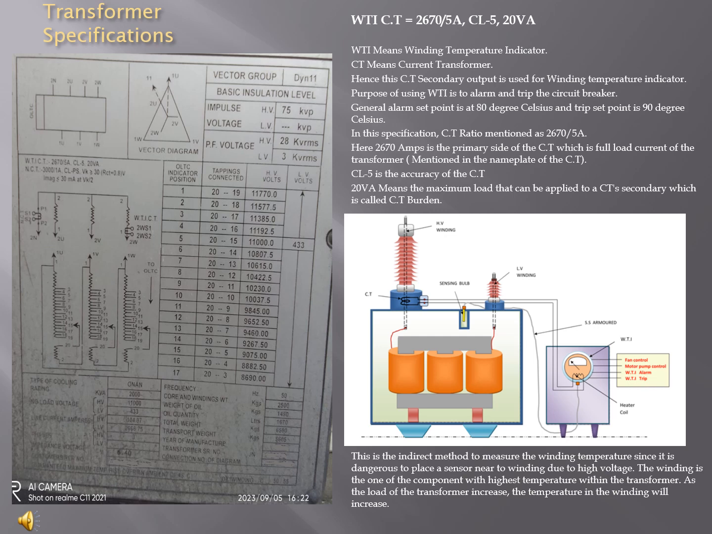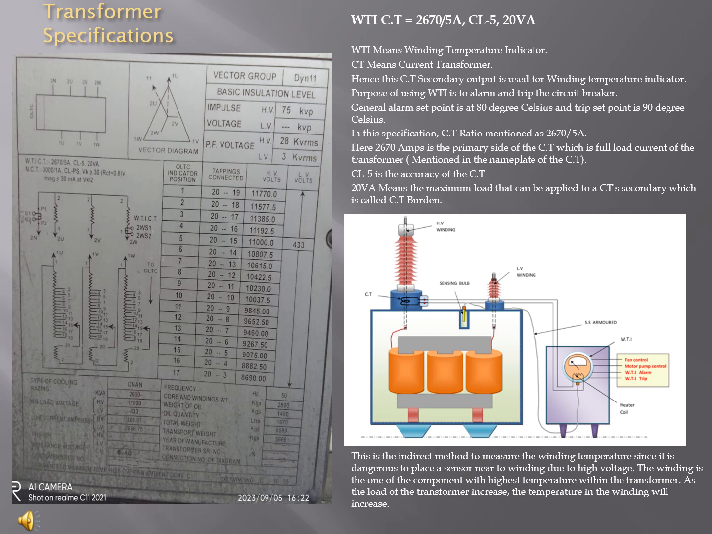The winding is the one and only component with the highest temperature within the transformer. As the load rises, the transformer temperature will increase. So, to measure the temperature, we will use the CT secondary current. Now we will discuss the set points. The general set point to give an alarm is at 80 degrees Celsius, and the general set point to give a trip command to the breaker is at 90 degrees Celsius.